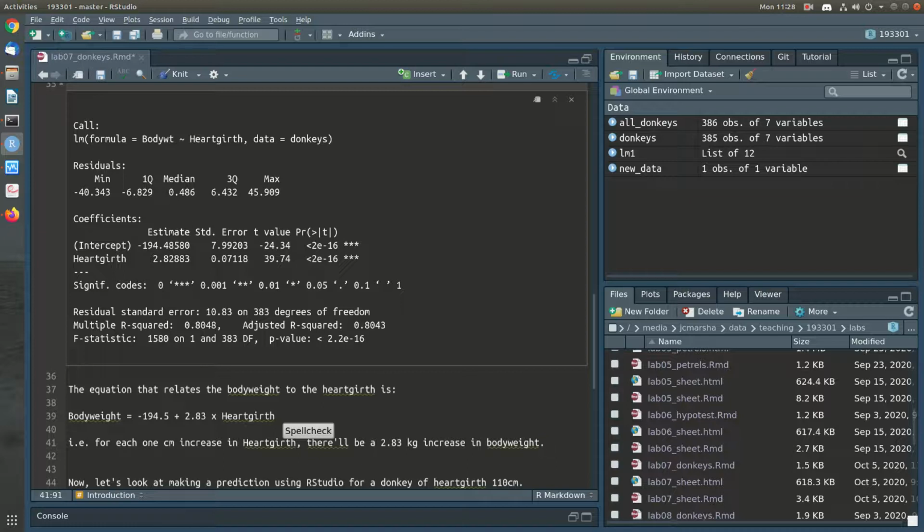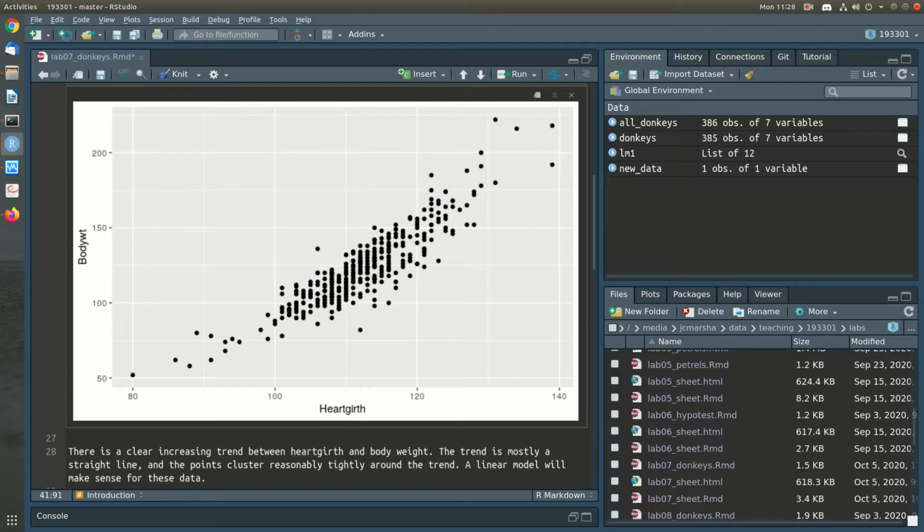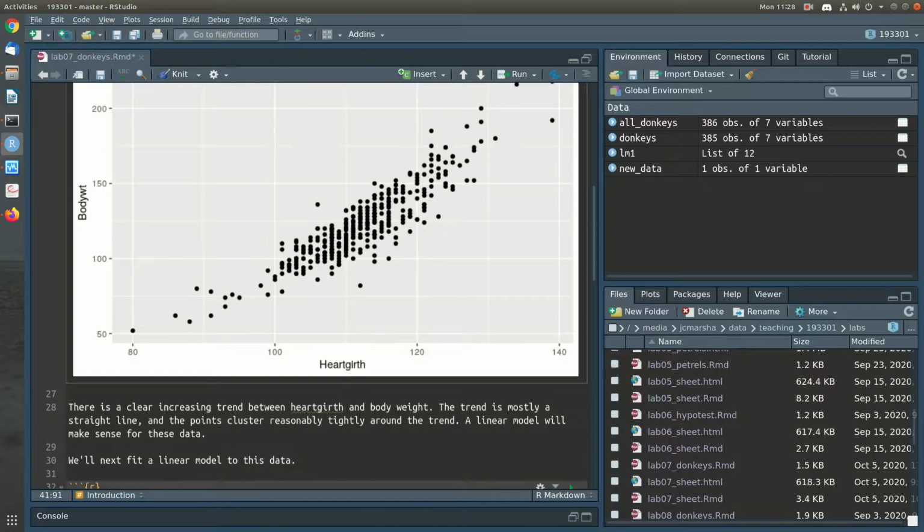The reason this is silly is that the value for heart girth being 0 is so far out of the range of our data. If you actually look at our data, the smallest heart girth we have is 80. So our data starts at 80 and goes up from there. Anything with heart girth less than about 50 or so is going to be completely meaningless.